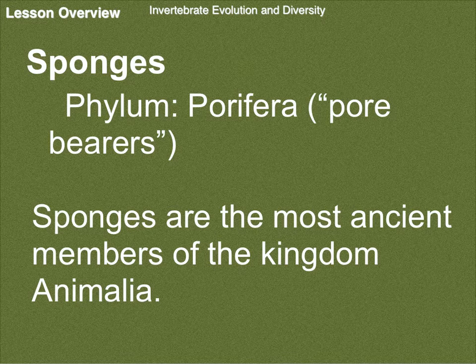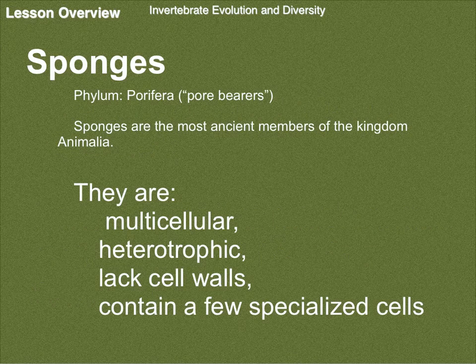The sponges are the most ancient members of the kingdom Animalia. They are multicellular, heterotrophic, they lack cell walls, and they contain a few specialized cells. Sometimes people think of sponges as plants, however, they are not.